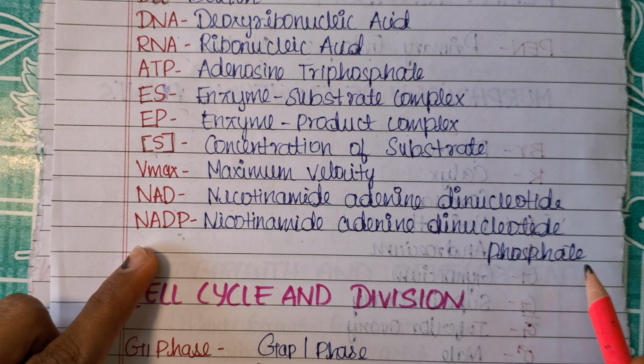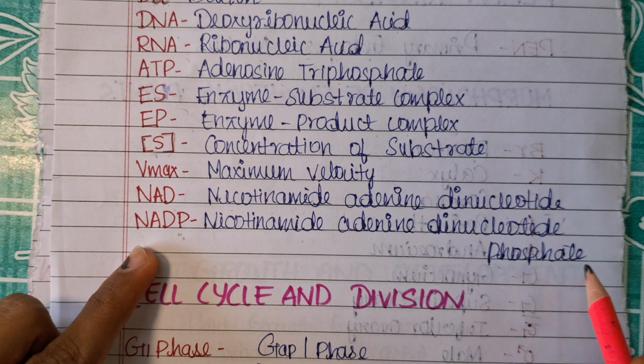CoA, coenzyme A. EMP pathway, Embden, Meyerhof and Parnas, right? Now, TCA, tricarboxylic acid cycle. ETC, your electron transport system. RQ, respiratory quotient. Can someone tell me the formula of the respiratory quotient? I have given the trick also, so you need to memorize that. You should not say I didn't know.